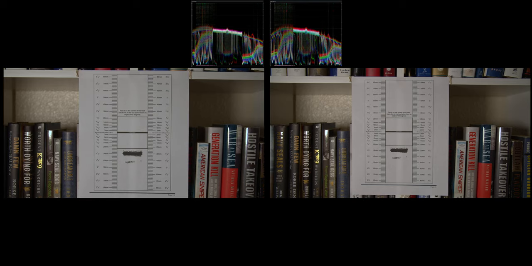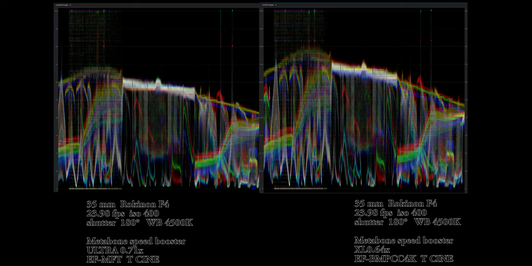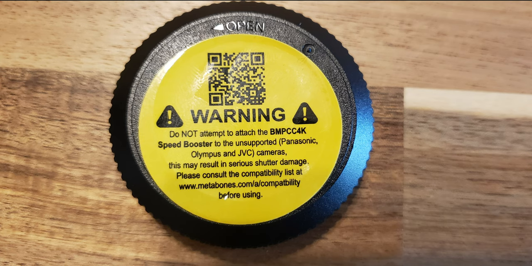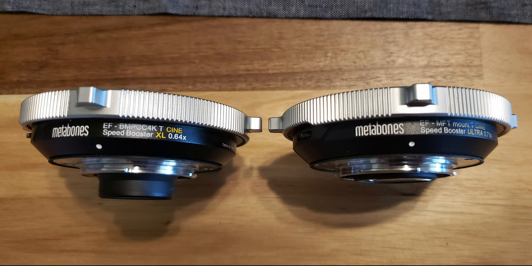Overall, I'm pretty happy with the Metabones Speed Booster made particularly for the Blackmagic Pocket Cinema 4K. So I'm going to go ahead and keep that and return the other one. Something to keep in mind is that this particular adapter is made for full frame lenses only and is only going to work for Pocket Cinema 4K cameras. If you try to use it with other cameras, you have potential of damaging those sensors, so just be aware of that.